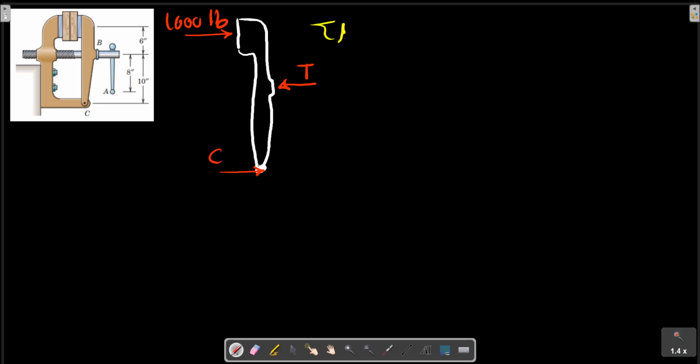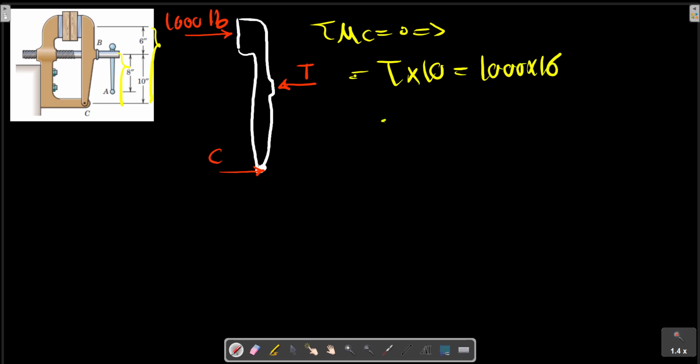We're making a moment equilibrium: T multiplied by the distance, 10 was to 1000 multiplied by pounds. Alpha and theta calculated before. For the screw, consider these free body diagrams to tighten the screw.